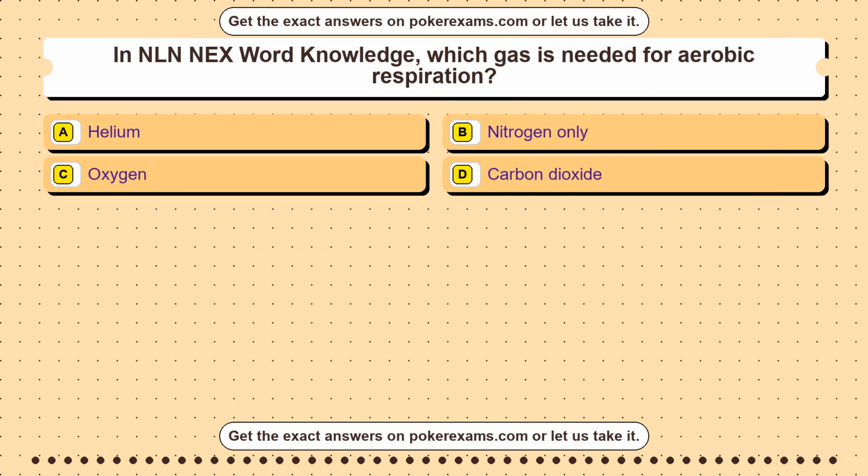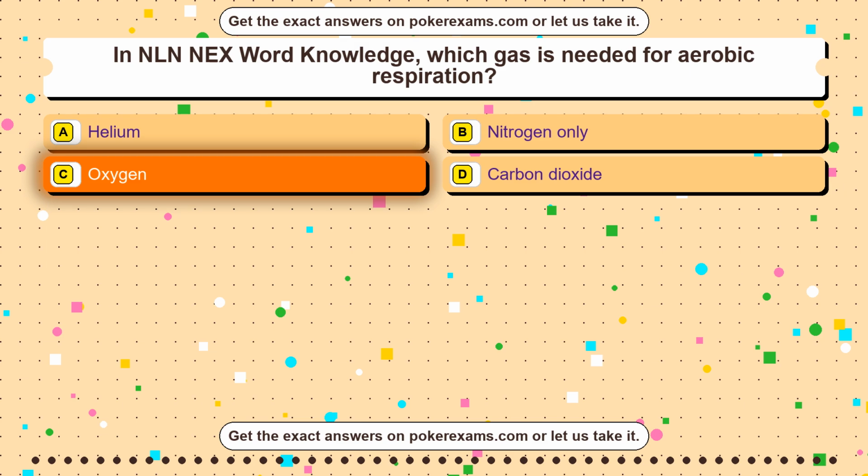Question 3. In GED word problems practice, which force pulls objects toward Earth? Option A, magnetism. Option B, static electricity. Option C, gravity. Option D, friction. The correct answer is option C.